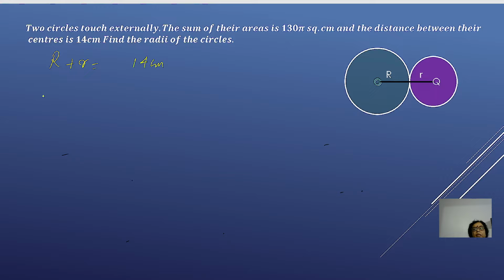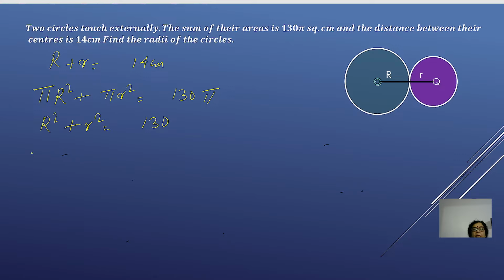Sum of the areas, that is pi R square plus pi r square, is equal to 130 pi square units. So R square plus r square can be simplified and written as 130, by taking out pi from both the sides and eliminating it. Now we know R plus r, we know R square plus r square. We need to get the values of R and r.